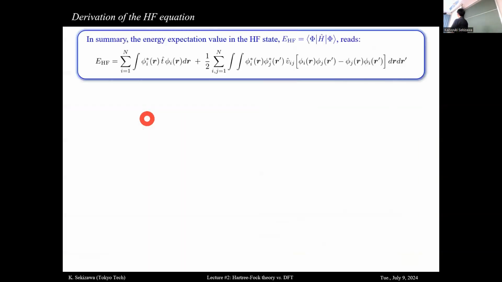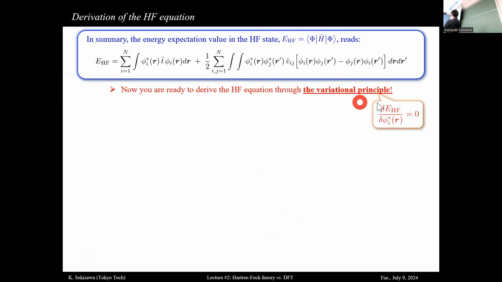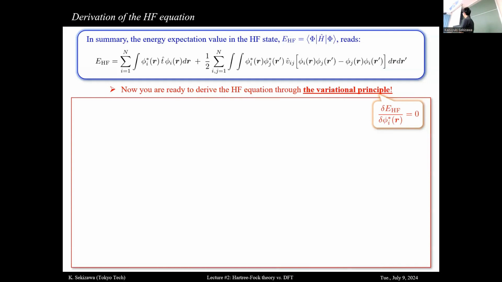Okay. So good. Now we have an expression for the total energy, the Hamiltonian sandwiched between the Slater determinants in the bra and ket states. And you get this formula. So this is the total energy. And now we can take a variation with respect to the single particle wave function phi star here. And it is actually quite easy.